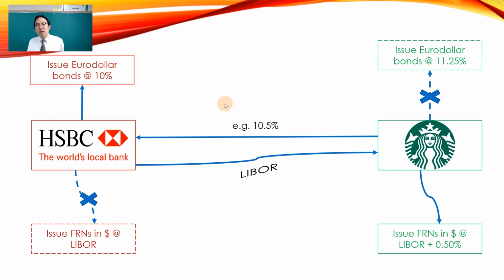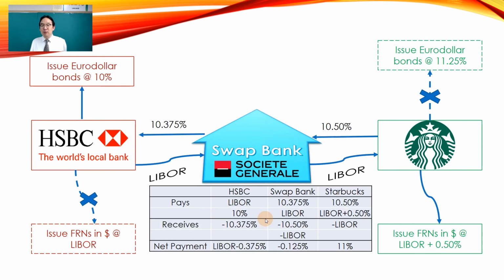But usually this does not happen directly. You need some middleman, okay? Like for example, Societe Generale gets in there as a swap bank, right? Swap bank as a middleman, and then says, well, Mr. HSBC, give me that LIBOR rate. You borrow from that fixed 10% borrowing market, the euro-dollar market, and then pay me LIBOR rate. And I'll pay you 10.375 percentage point, okay?